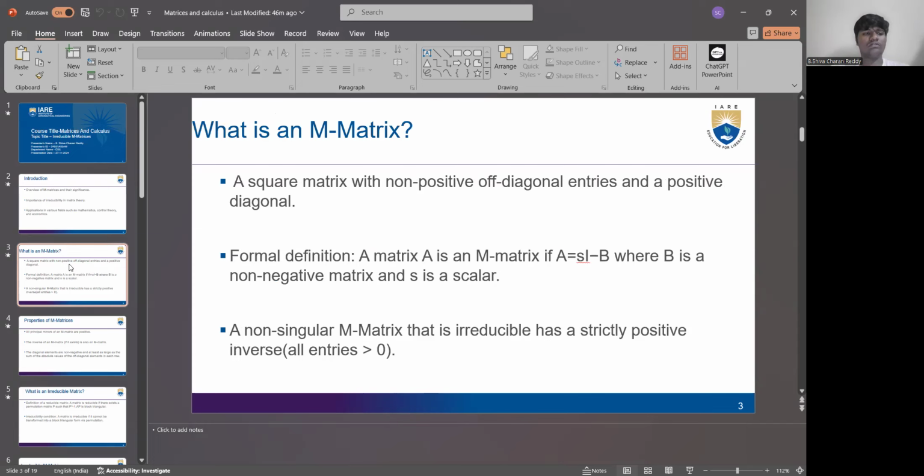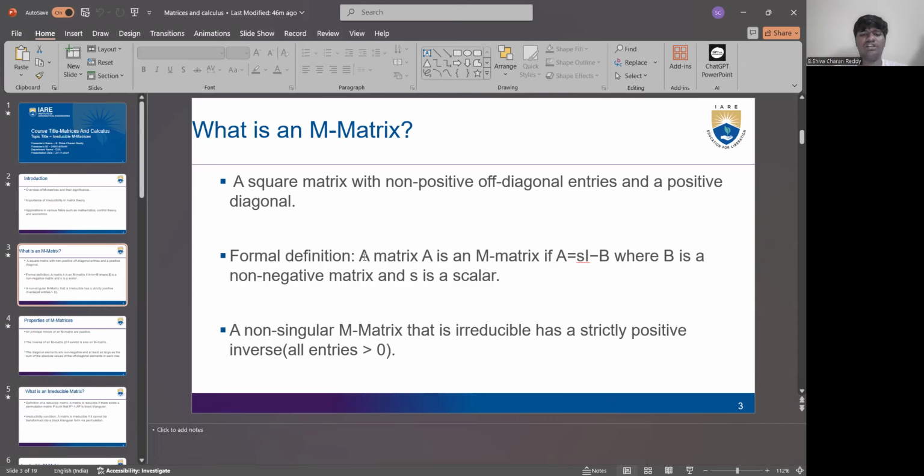Coming to the topic, what is an M matrix? A square matrix with non-positive off-diagonal entries and a positive diagonal. A square matrix in which all the elements which are not diagonal elements are non-positive, which means they are either negative or zeros, and the diagonal is only positive. Only the diagonal elements are positive.